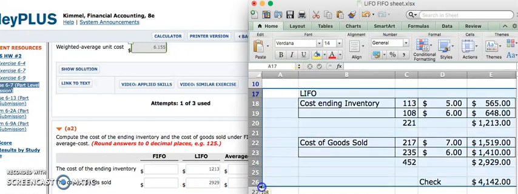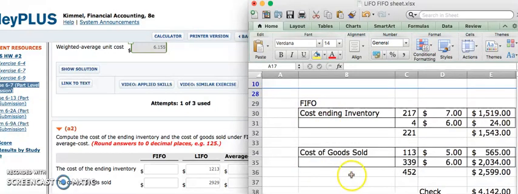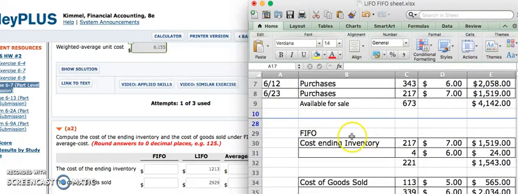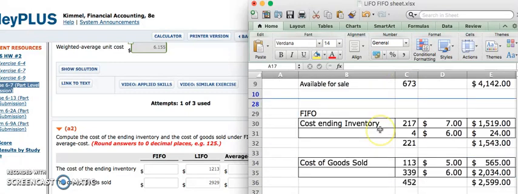Okay, that leaves us with FIFO. Let's get rid of these. Okay, under FIFO, first in, first out. That means we're going to sell the oldest inventory first. So when I look at our cost of inventory, what we have left over, we have to use the newest product here. And we know that we've got 221 we need to go.